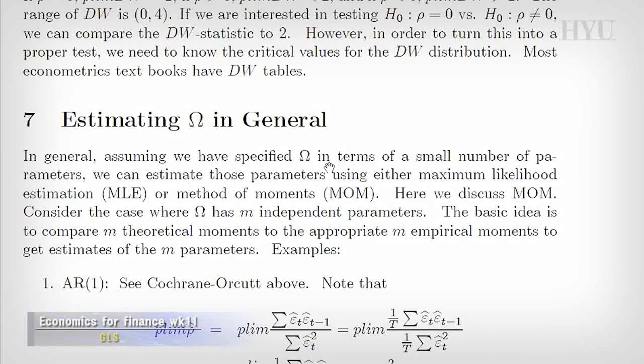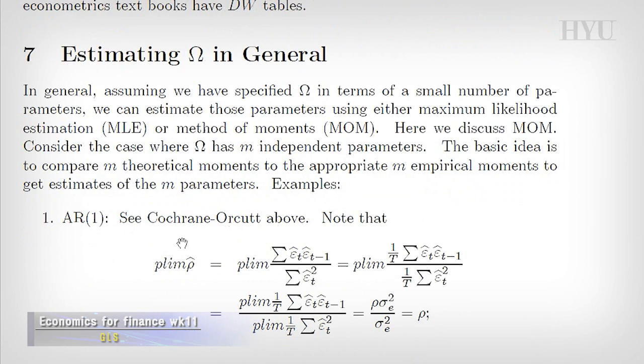Now, estimating omega in general, assuming that we have specified omega in terms of a small number of parameters, we can estimate those parameters using either maximum likelihood estimation or the method of moments. I can explain the first one later, and here we discuss the method of moments. Consider the case when omega has m independent parameters. The basic idea is to match m theoretical moments to the appropriate m empirical moments to get the m estimated parameters.